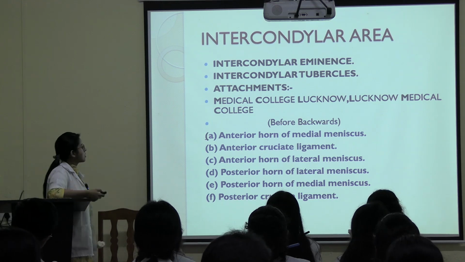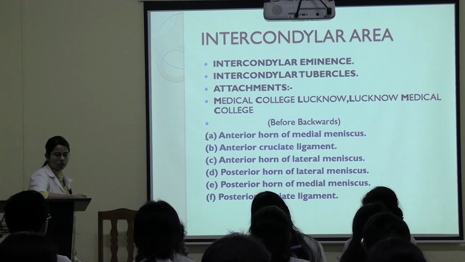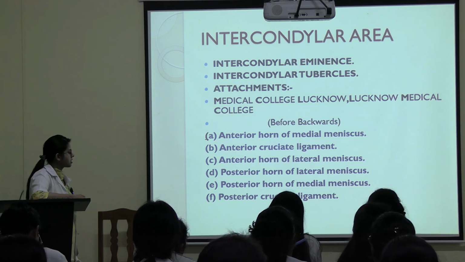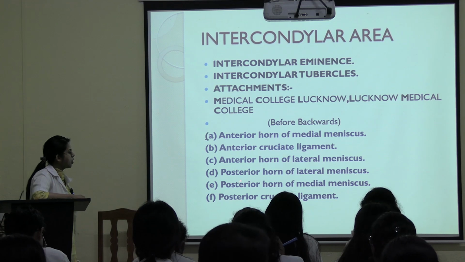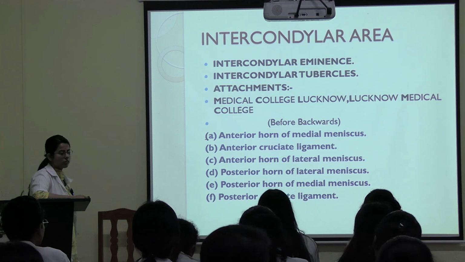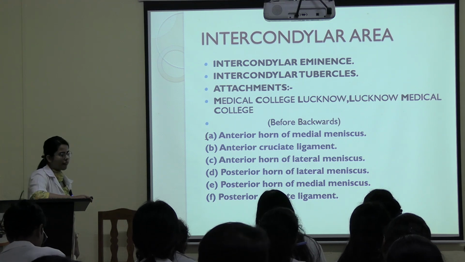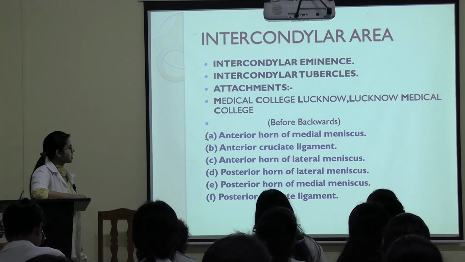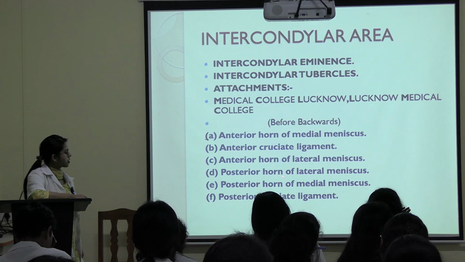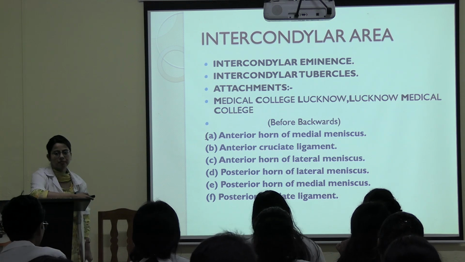Anterior horn of medial meniscus, C for cruciate ligament. From before backwards, so it will be anterior. Anterior horn of lateral meniscus, posterior horn of lateral meniscus, posterior horn of medial meniscus, and posterior cruciate ligament. Clear? We'll use this mnemonic to remember these structures. First is anterior horn of medial meniscus, second is anterior cruciate ligament, third is anterior horn of lateral meniscus, posterior horn of lateral meniscus, posterior horn of medial meniscus, and posterior cruciate ligament.